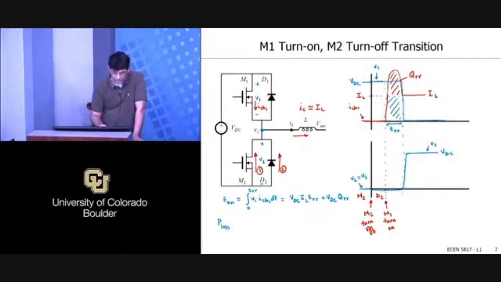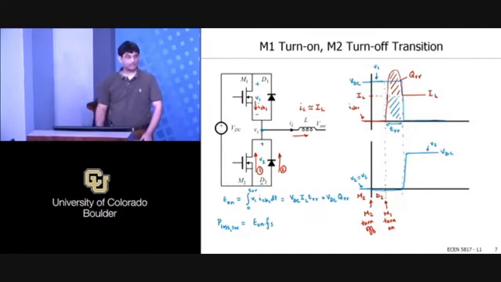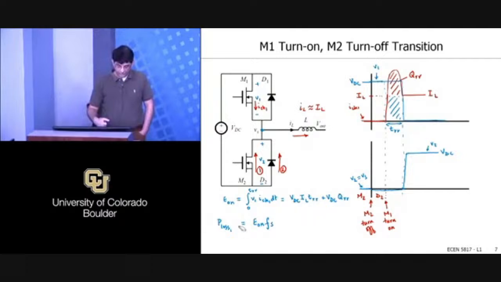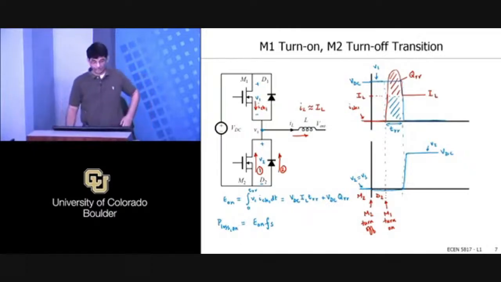The loss in this switching transition is essentially going to be E on times your switching frequency, right? And this is really loss in M1 during the turn on transition. So maybe call all this the turn on transition loss. Okay. What about the loss in the diode? Is there any loss in the diode?